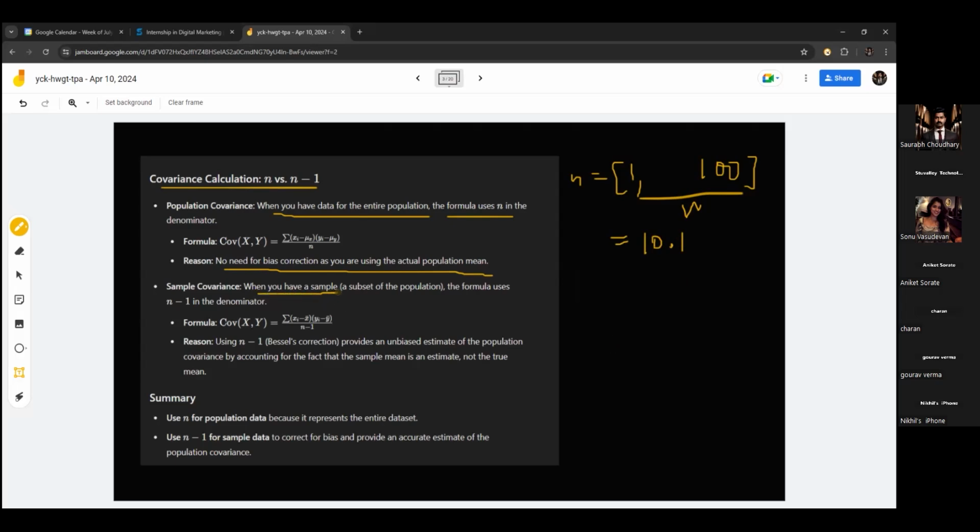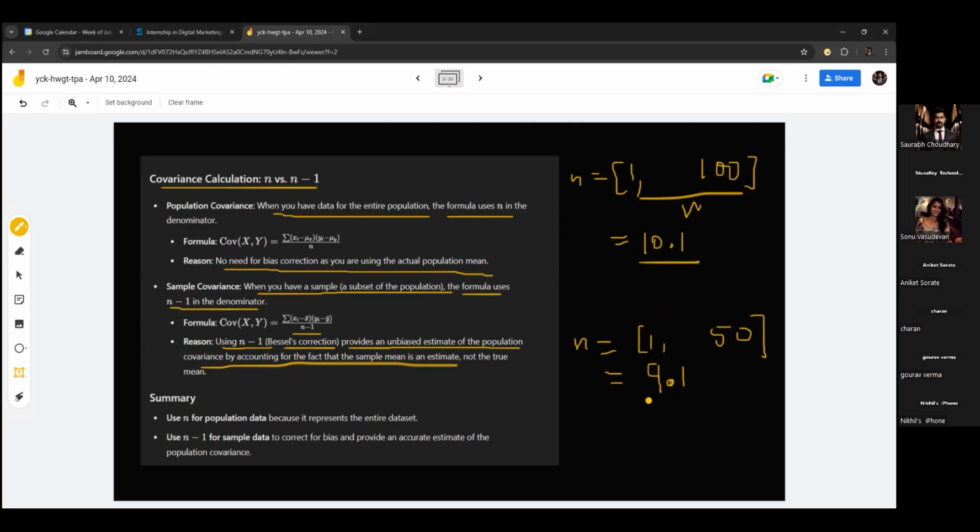But when you have a sample subset, the formula uses n minus 1 in the denominator. Using n minus 1, Bessel's correction provides an unbiased estimate. The meaning is that in the sample you have a very small set of numbers, so from a small set of numbers, how can you expect to get exactly the same covariance? We will not get that. We might get something like 9.1 or 9.2.